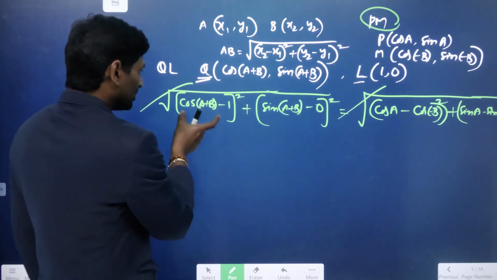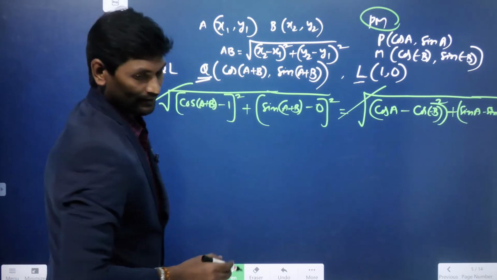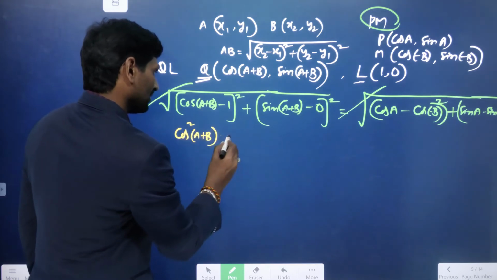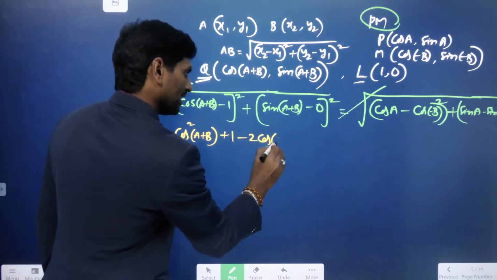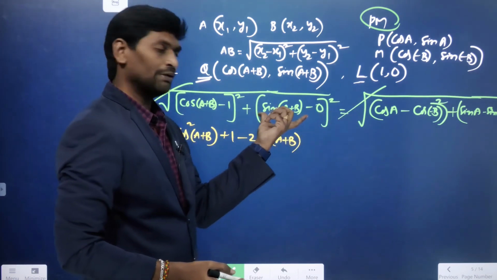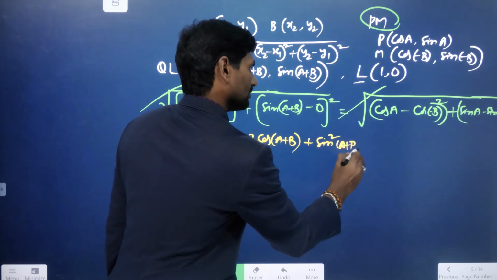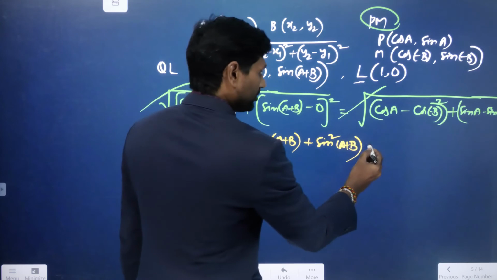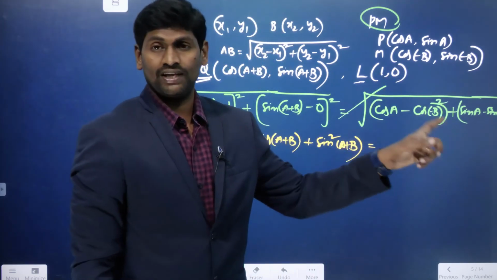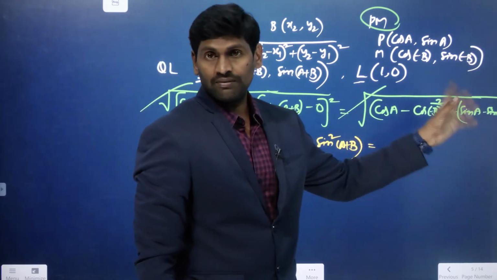Now this is in the form of (a minus b) whole square, which is a square plus b square minus 2ab. So on the left, the 0 we can neglect, leaving only sin(a plus b) whole square, and cos(a plus b) minus 1 whole square. On the right, cos minus theta also becomes cos theta. Why it happens, I will explain in the next class.